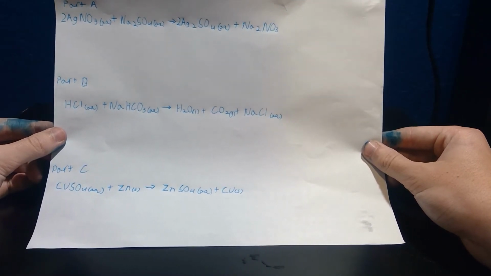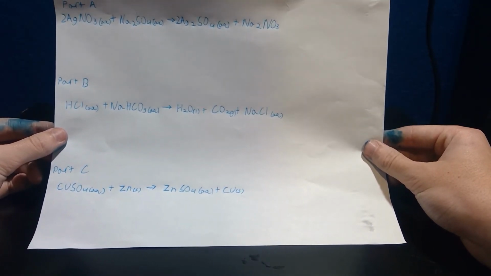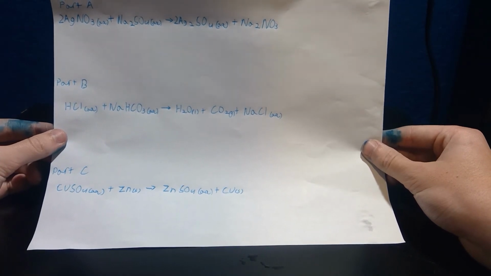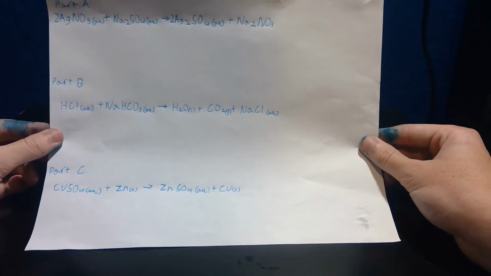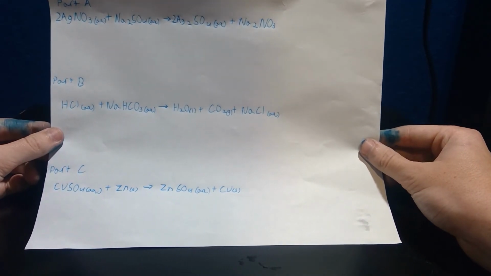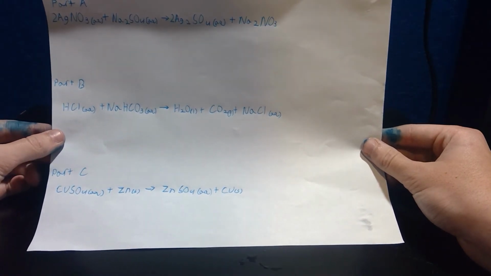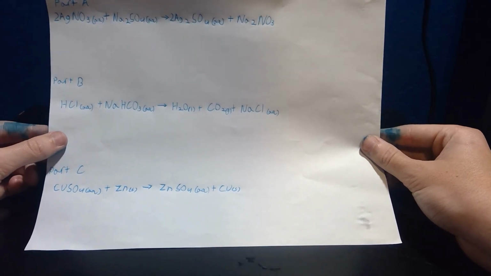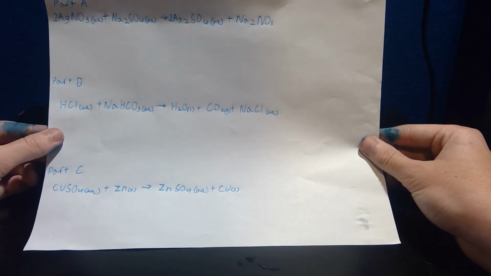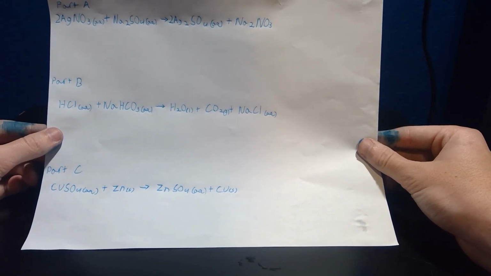For Part B, we got hydrochloric acid, which was an aqueous solution, and sodium bicarbonate, which was also an aqueous solution. Both of them were clear, except for the hydrochloric acid, which was blue. For the products, we got water, CO2, and NaCl, which is sodium chloride.